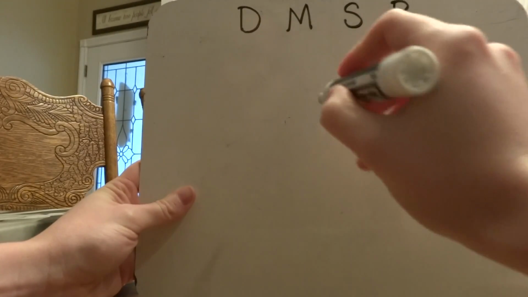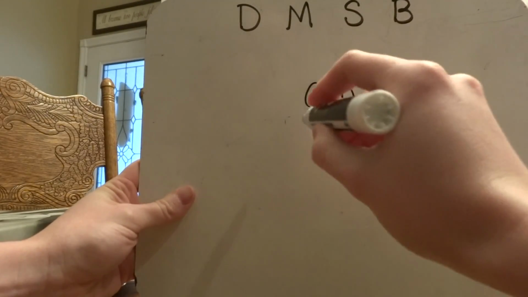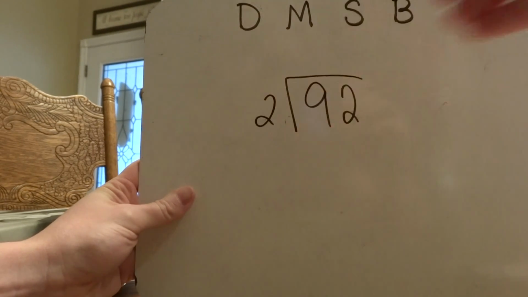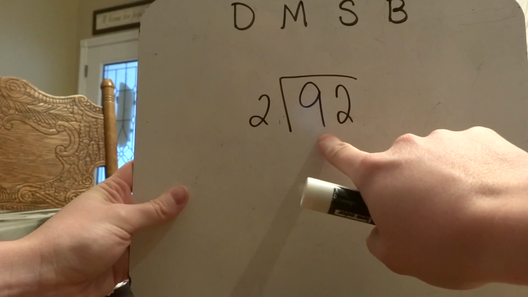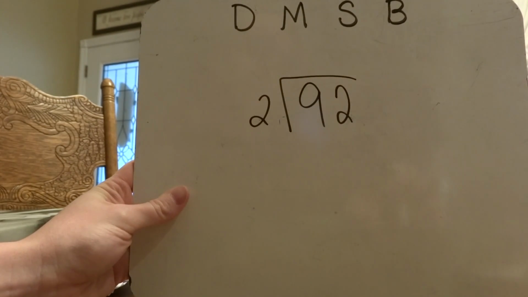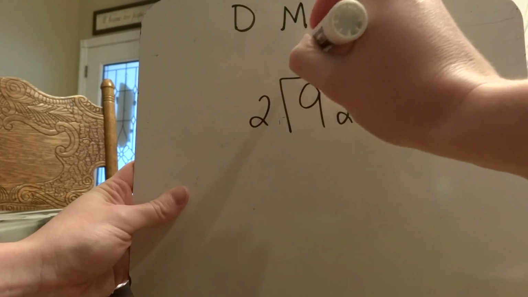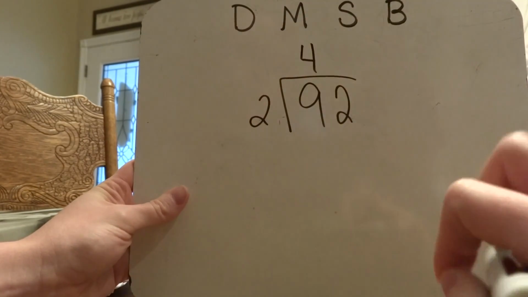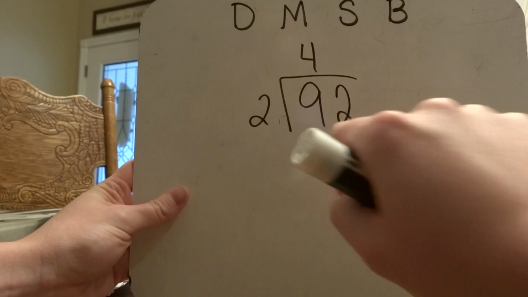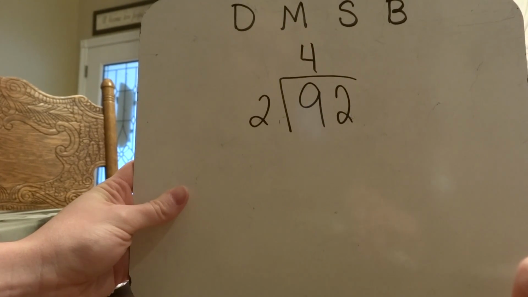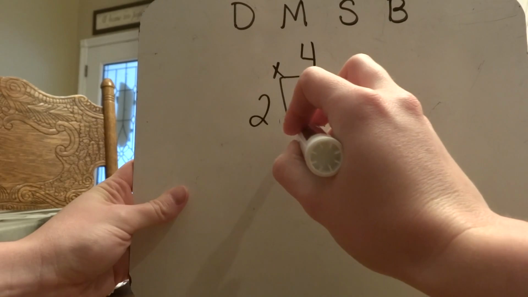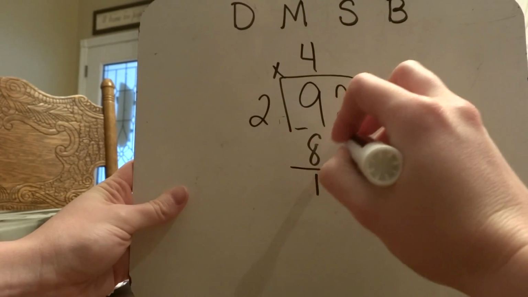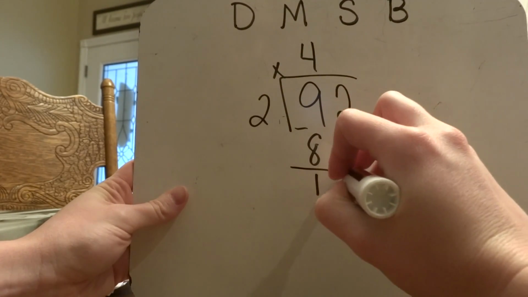Let's look at 92 divided by 2. All right, so first we start with our ones. 9 divided by 2. So we need to think of how many groups of 2 that we could get out of the number 9. And it is 4. Notice that I put my 4 over the ones because that's where I'm working. Now we go on to multiply. 2 times 4 is 8. I subtract, and then I have to bring it down.